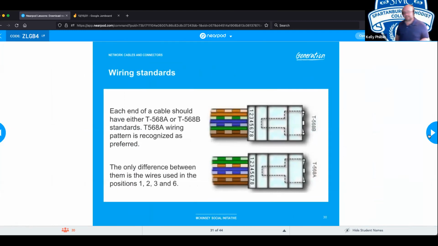Gleen's favorite slide. We had to get to it. So wiring standards, because these wires have to go into these connectors in a very specific order in order to be able to communicate with each other.